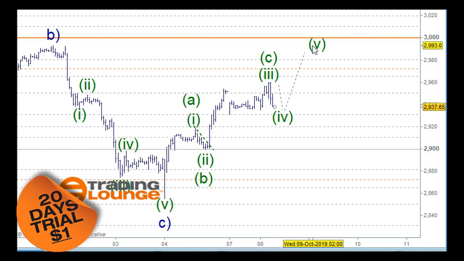wave here. And if we've got 5 waves up in this leg here, then we're going to get a counter trend of an ABC pattern here, and then we're going to see further upside here.